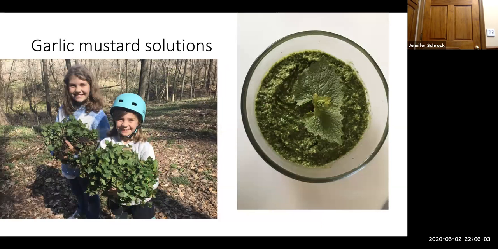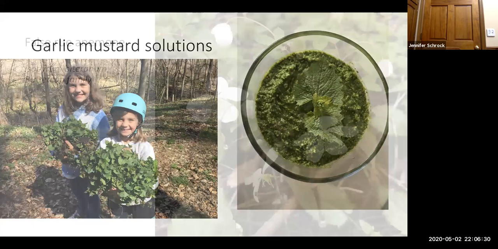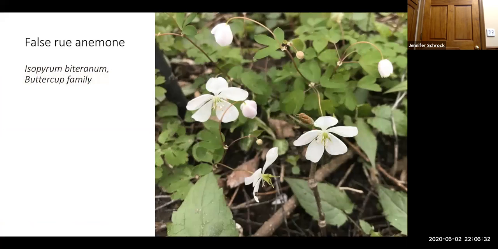One of my friends in the Mennonite Creation Care Network sent me these two photos. For Earth Day, she sponsored a garlic mustard pull, and there are two of the little girls that were part of it. And they also made garlic mustard pesto. So when in doubt, eat invasive species. This is false rue anemone. It's a very small, delicate woodland flower. I don't have a lot to say about it, so just enjoy.